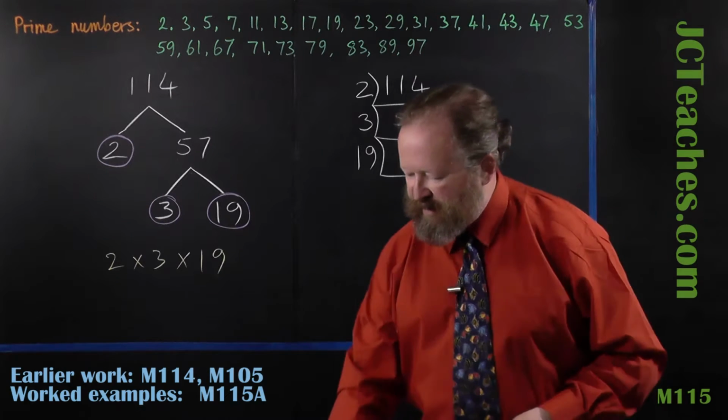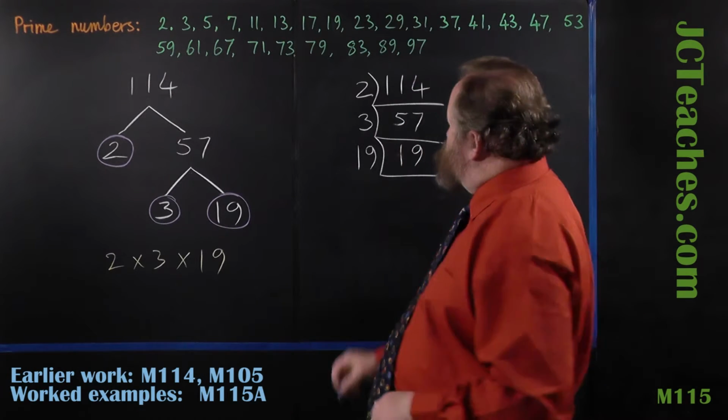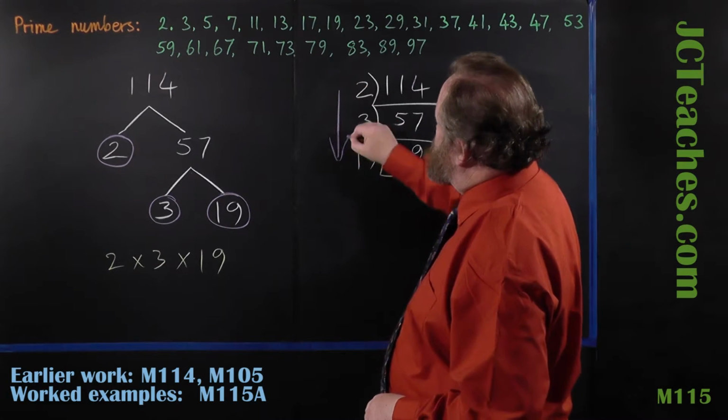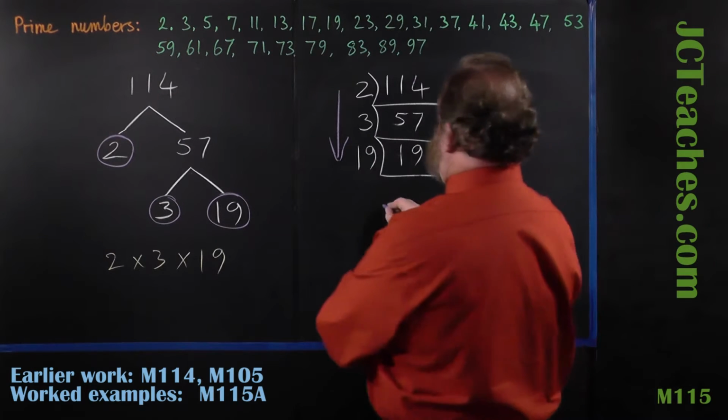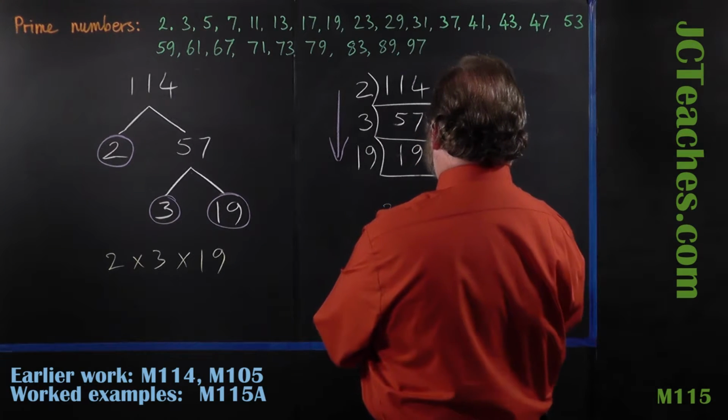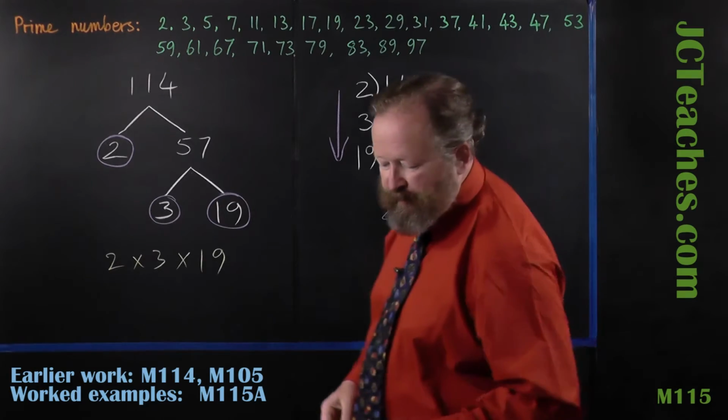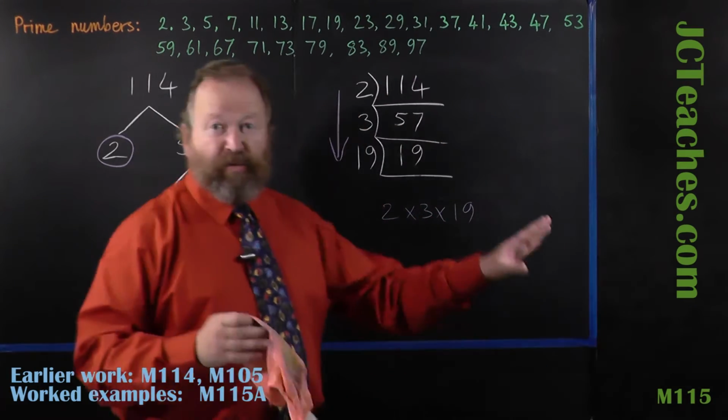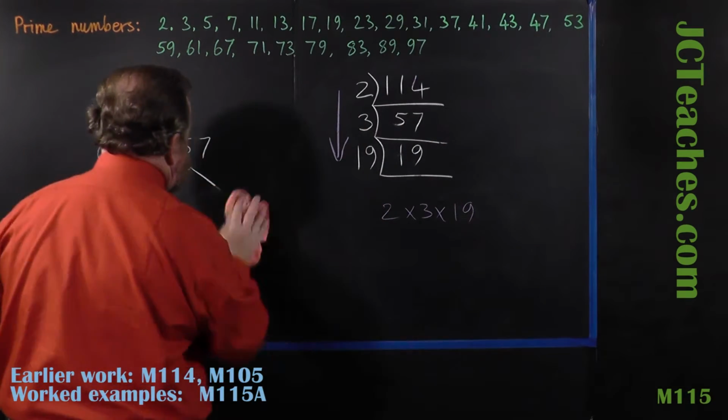Now 1 is not a prime number, as we know. So this one I can read straight down here in order, and the answer will be 2 times 3 times 19. Okay. Going to do one more that way over here.